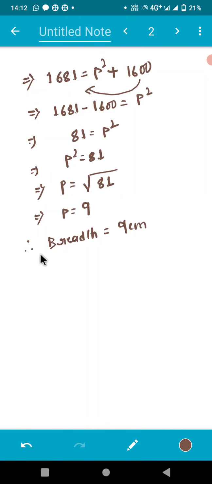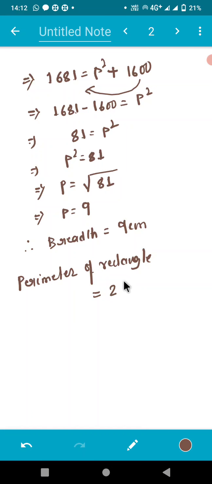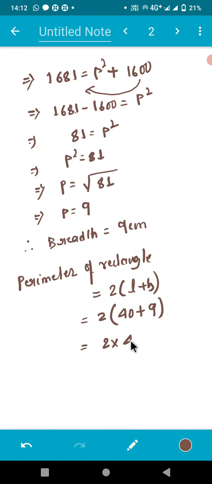Fine. Now we will find out the perimeter of rectangle. So perimeter of rectangle, that would be equals to 2 into length plus breadth. Now we will put the values. The length is 40 and breadth is 9. So we will solve the bracket first. 2 into 49, that is 98 centimeter. Fine. So this is the solution of question number 7. Now let's move on to sum number 8.